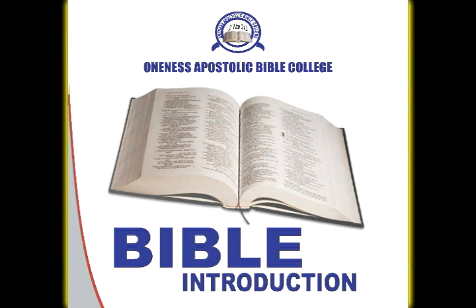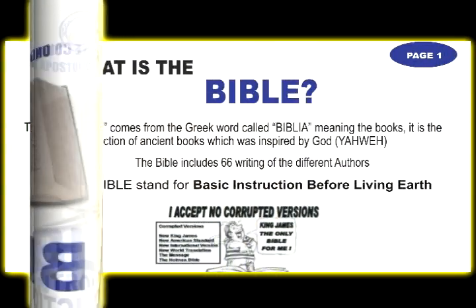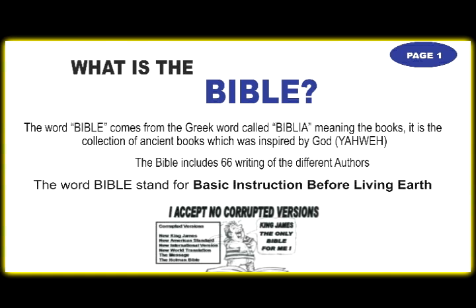Okay, so what is the Bible? The word Bible comes from the Greek word Biblia, meaning the books. It is the collection of ancient books which was inspired by God Yahweh. The Bible includes 66 writings of different authors. The word Bible stands for basic instruction before leaving earth. This phrase is for a common theology teaching.